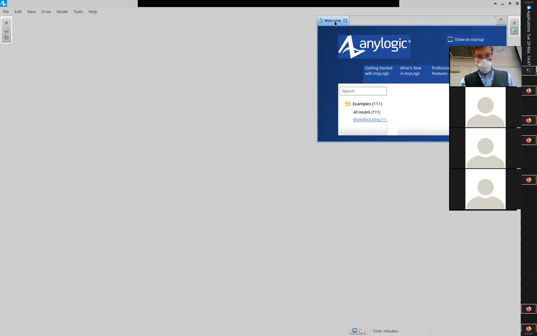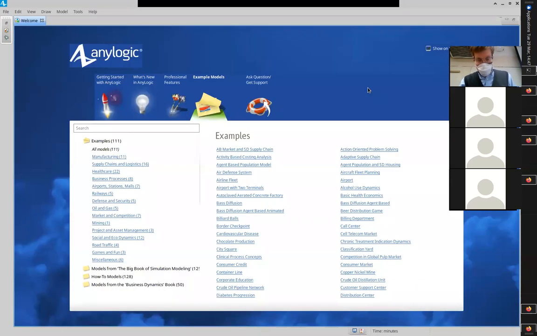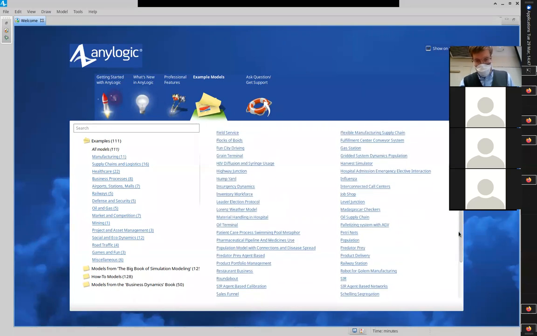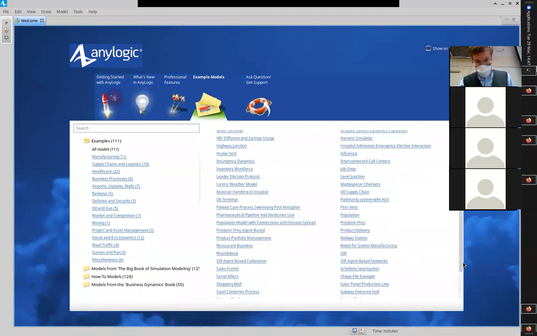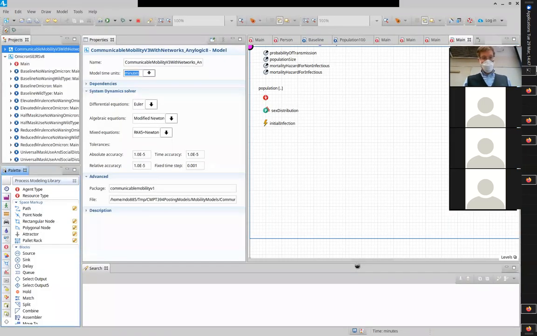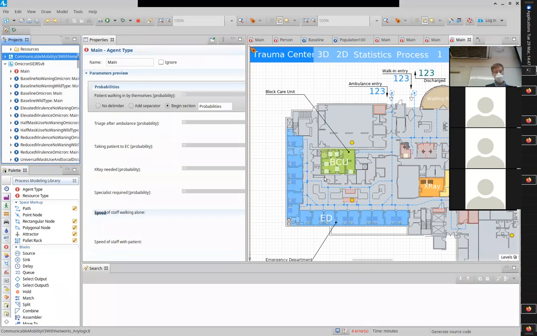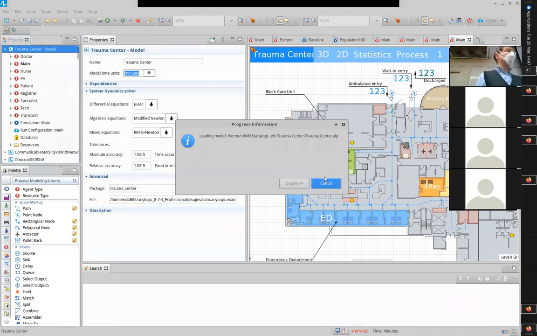And we will see a singularly limited one. We're going to scroll down to something called trauma center. Okay, there it is. It's in the AnyLogic example models. Reopen it. Yeah, sure. Okay, so we're going to take a look at two built-in discrete event simulators.